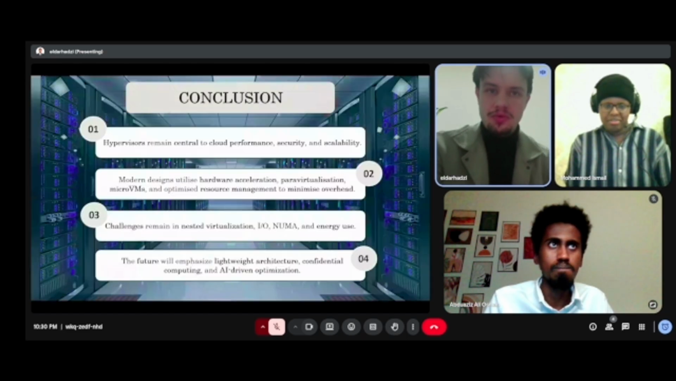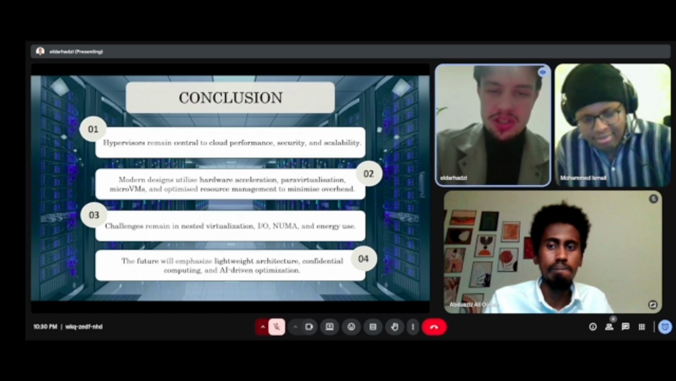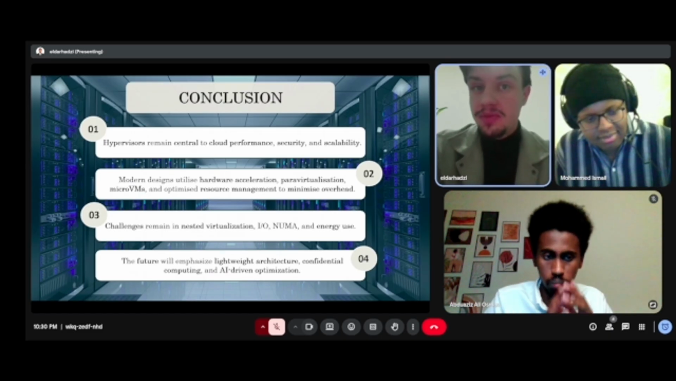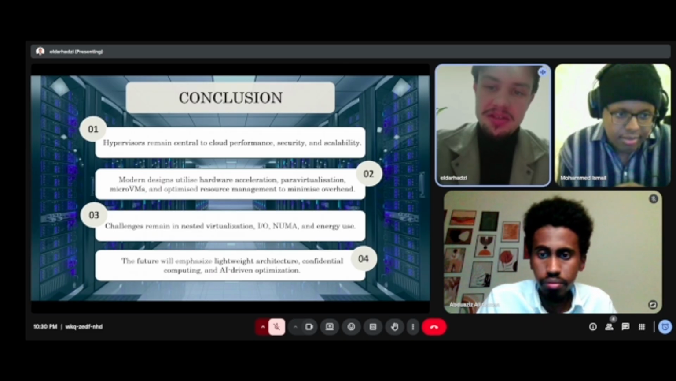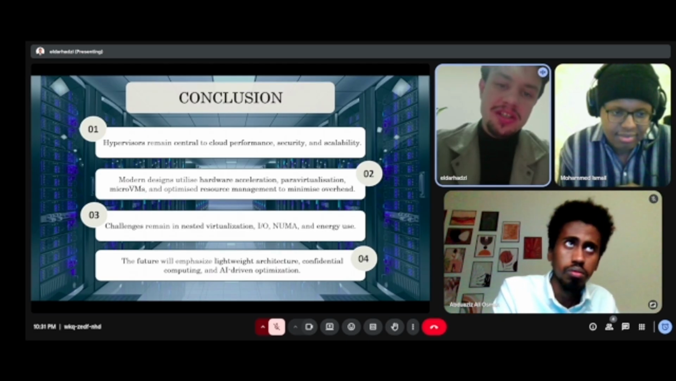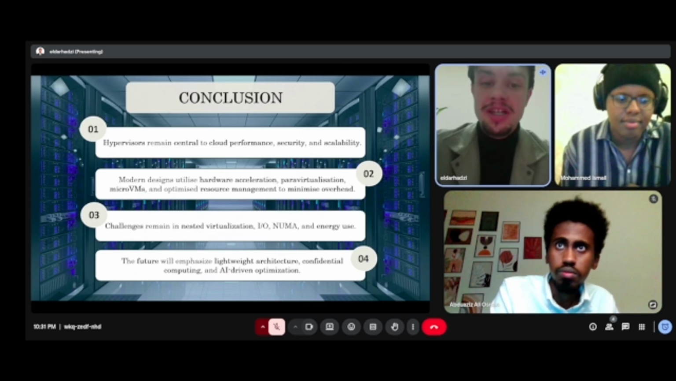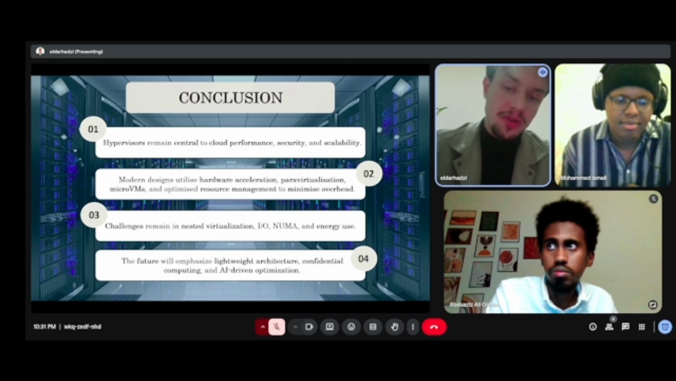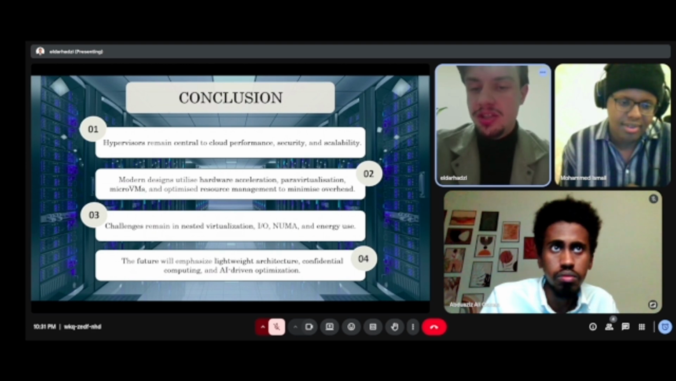Before we end the presentation, I would love to mention the conclusions we made from this research. Some of them are that hypervisors remain central to cloud performance, security, and stability, while modern designs use hardware acceleration, paravirtualization, micro VMs, and optimized resource management to reduce overhead, which is the important topic that we need to challenge.